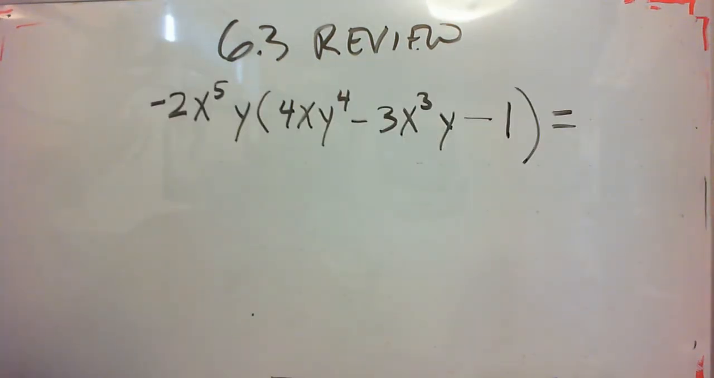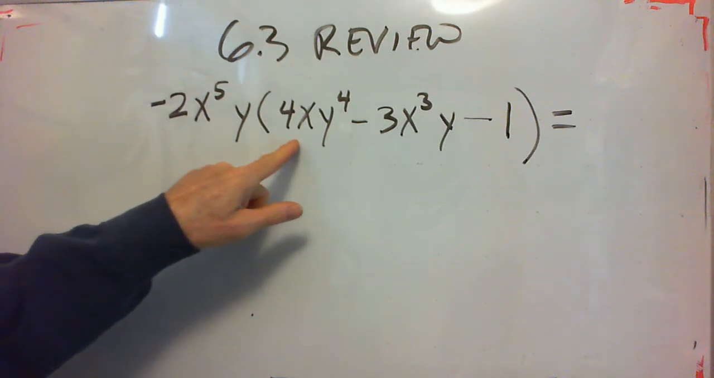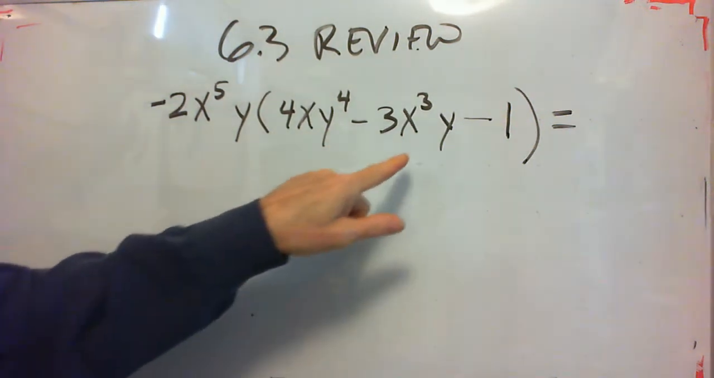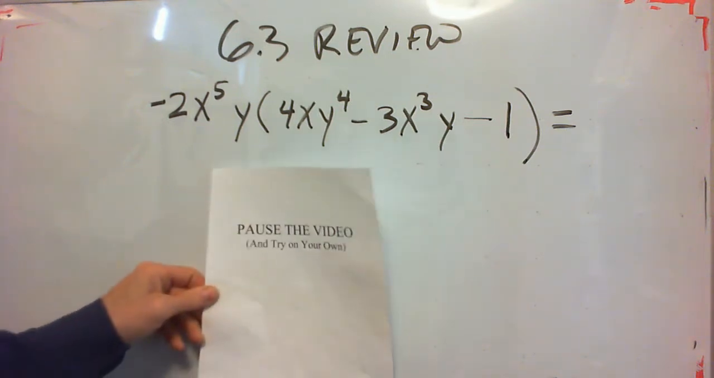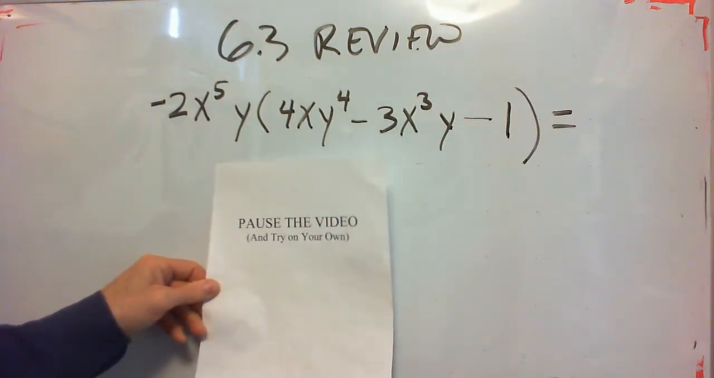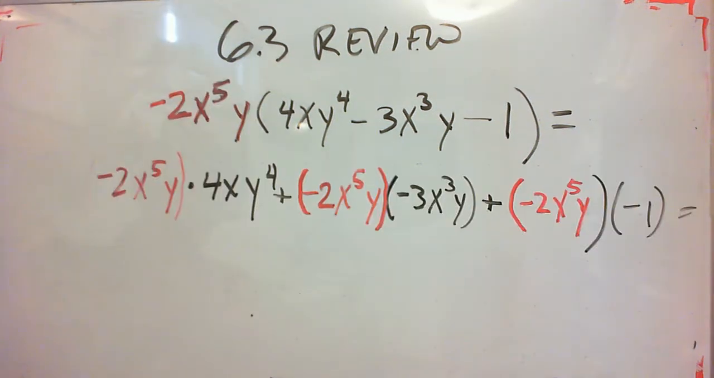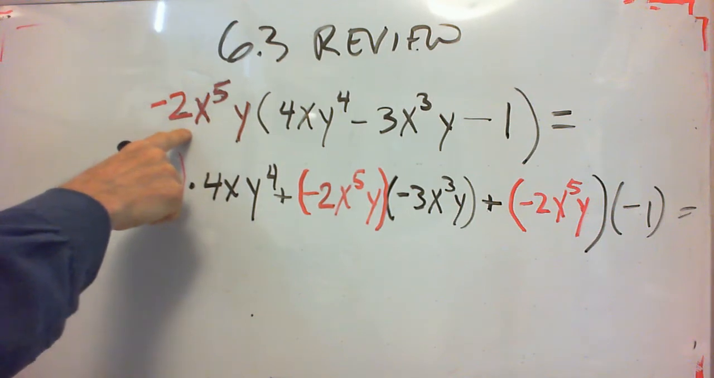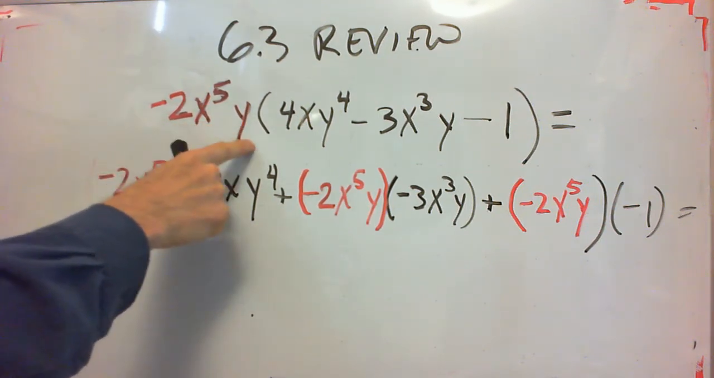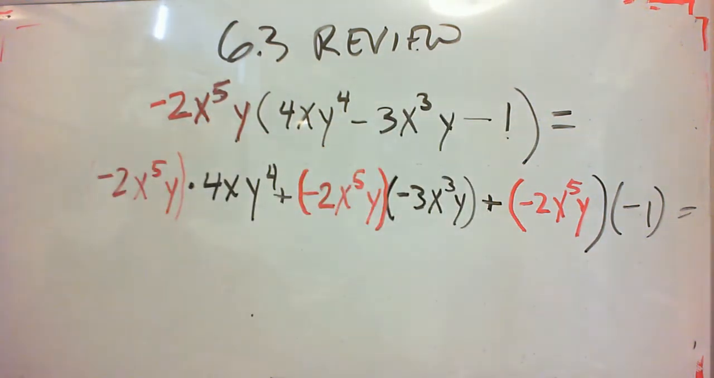Okay, here's one for you to try on your own. Negative 2x to the 5th y times the quantity 4x y to the 4th minus 3x cubed y minus 1. Multiply it out and simplify using those properties of exponents. So pause the video and try this one on your own. Okay, so we distribute through multiplying by that negative 2x to the 5th y times each of those 3 terms.